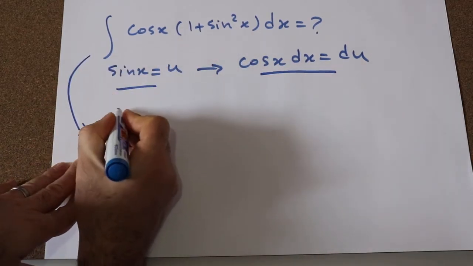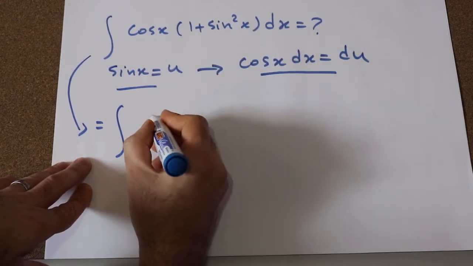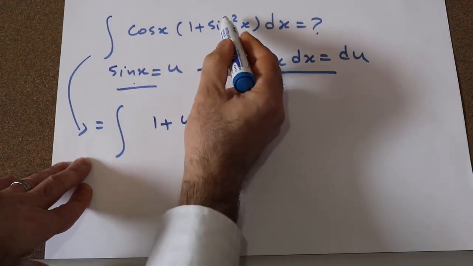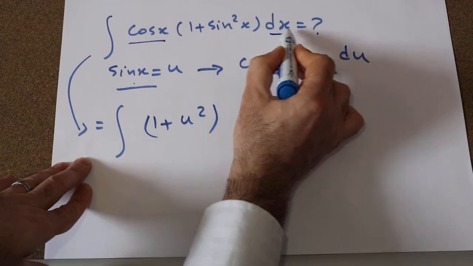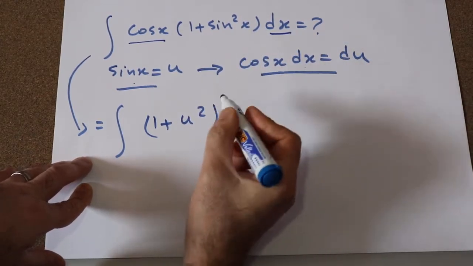Therefore, you can rewrite this integral as, instead of 1 plus sine squared x, I write 1 plus u squared, because sine x is u, therefore sine squared x will be equal to u squared. And instead of cosine x times dx, I write du, because cosine x dx is equal to du.